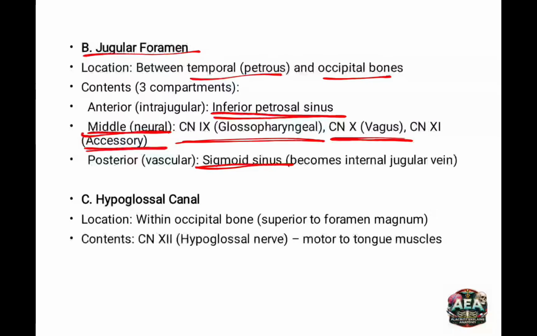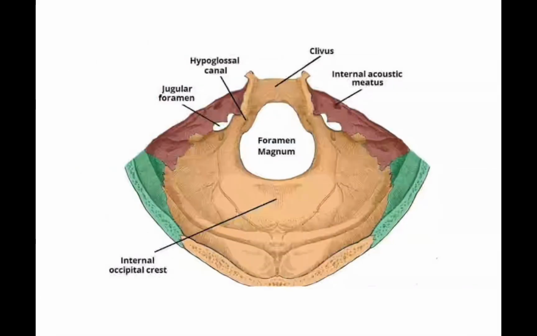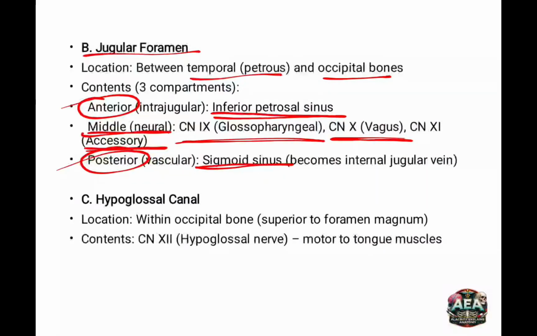The jugular foramen is divided into 3 parts. We have an anterior part, a middle part, and a posterior part. This is the jugular foramen, as you can see here, divided into 3 parts: anterior, middle, and posterior. The structure that passes through the anterior part is the inferior petrosal sinus. In the middle, we have the cranial nerves, which are the glossopharyngeal, vagus, and accessory nerves. Posteriorly, we have the sigmoid sinus, which becomes the internal jugular vein.